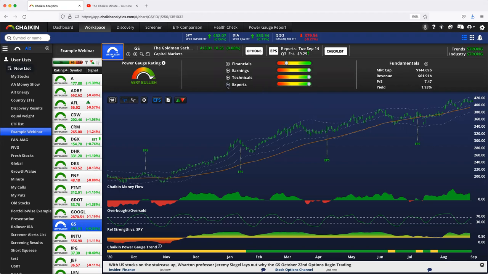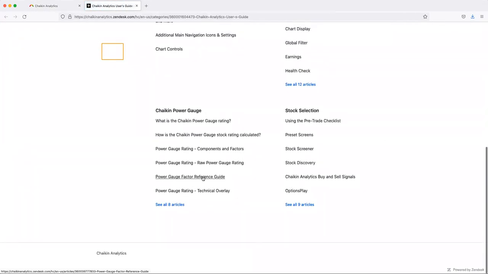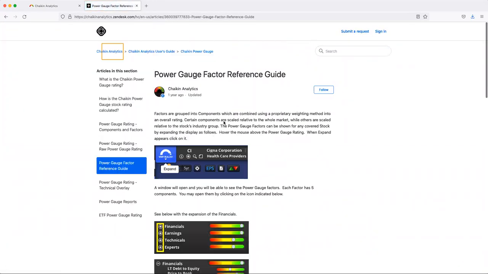But we want to talk about the experts category, the secret sauce, the sentiment. We can look closer at the five factors that make up that category by clicking the plus next to experts here. And we, of course, see a very strong experts category, very bullish for Goldman Sachs. And let's run through each of the five factors, what the calculations look for, and understand them a little bit better. To do that, we're going to jump into the user guide, because in the user guide, we will see the details of each of the factors, user guide, and power gauge factor reference guide. That's what we want. All right.